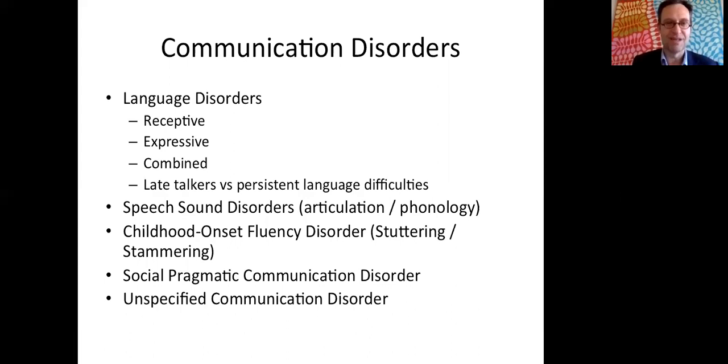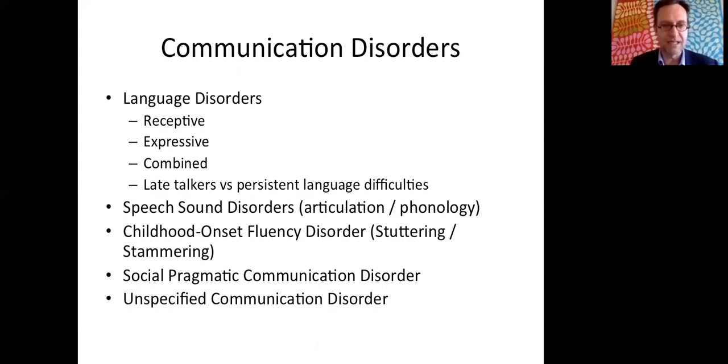A second group of communication disorders is speech sound disorders. So we call them problems with articulation or phonology, so the ability to articulate and pronounce words. Many children might have fluency disorders, so that's when they stutter, or they stammer, they struggle to start, and they have to start again or in the middle of a word or particular sounds.